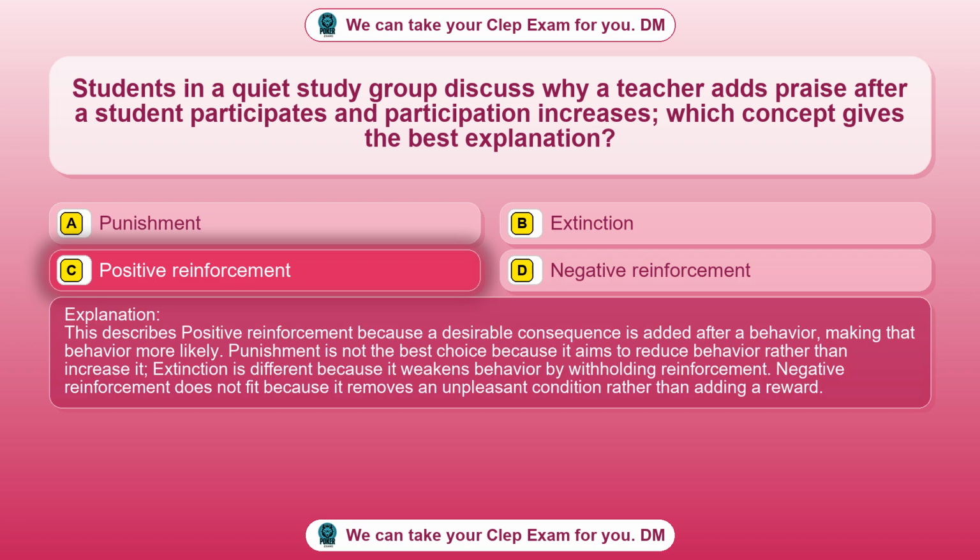This describes positive reinforcement because a desirable consequence is added after a behavior, making that behavior more likely. Punishment is not the best choice because it aims to reduce behavior rather than increase it. Extinction is different because it weakens behavior by withholding reinforcement. Negative reinforcement does not fit because it removes an unpleasant condition rather than adding a reward.